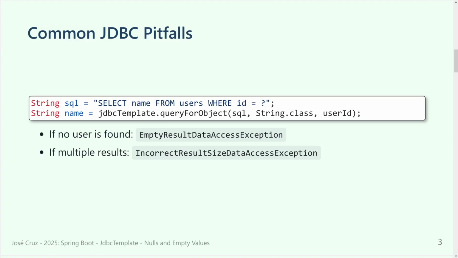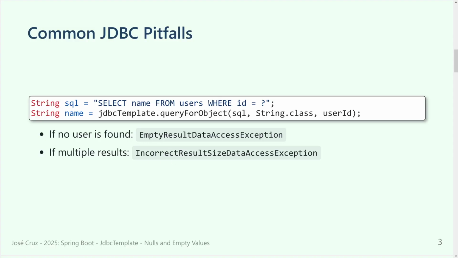It's just JdbcTemplate queryForObject, String class, which is what we want to be mapped, and the parameter, which will be the user ID. But if the user is not found, we will receive this exception. But there is another exception that can happen, which is this one. IncorrectResultSizeDataAccessException, which happens when we expect one row but we have more than one. This one I already talked about in a previous video about possible exceptions that can be returned by JdbcTemplate, but this one can also happen.